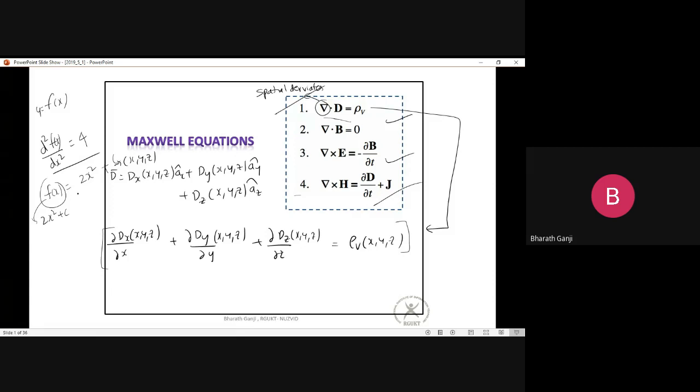In the same way, I am saying that at every point in the space, these are differential equations. So how can I solve for the fields? Let us try to solve these differential equations to get the fields at different points in the space.